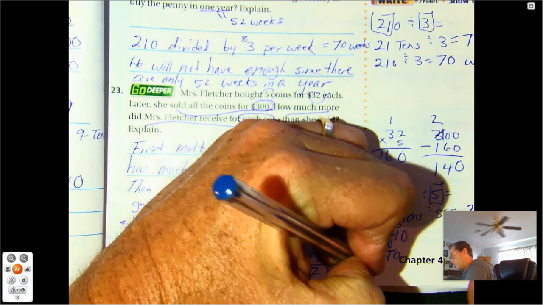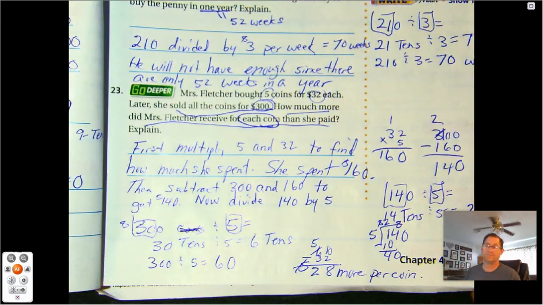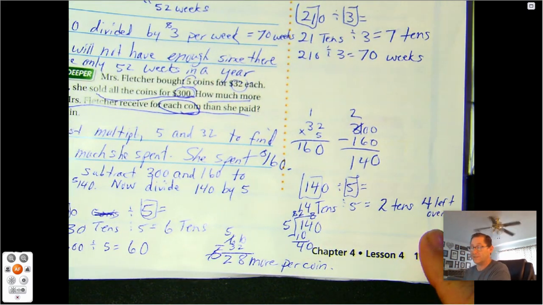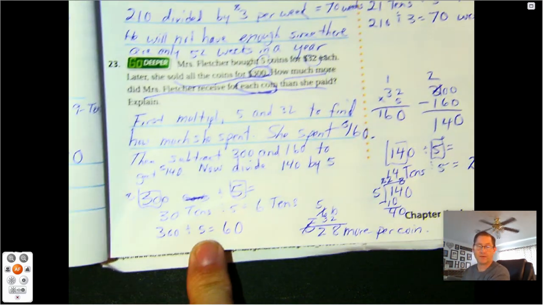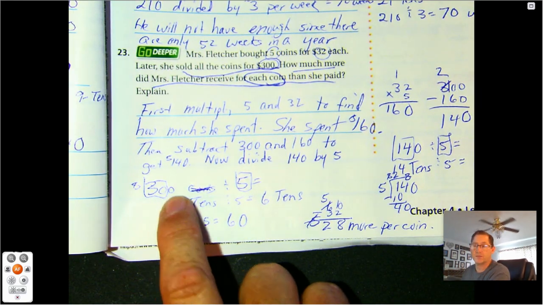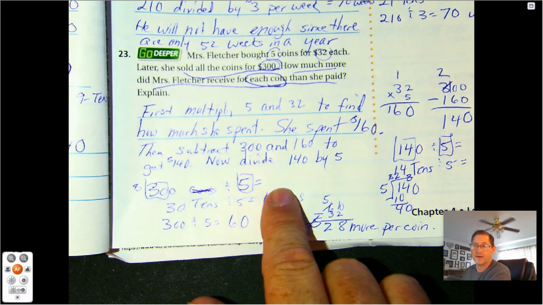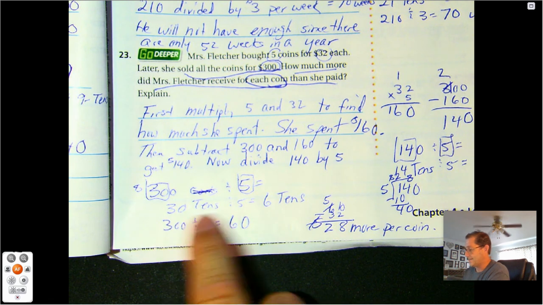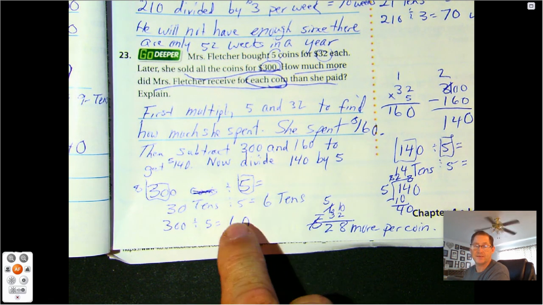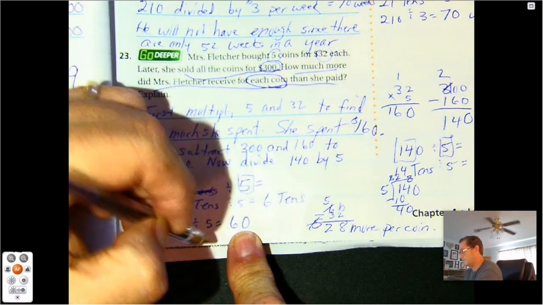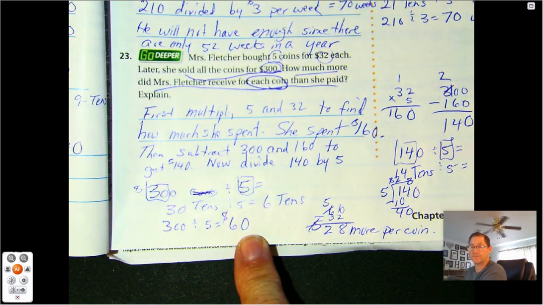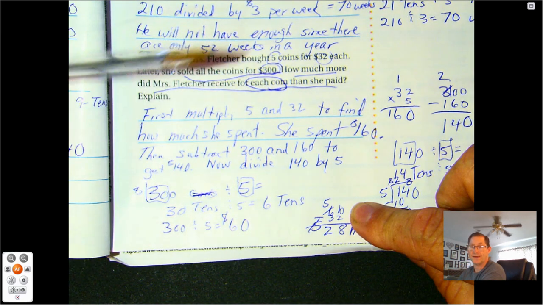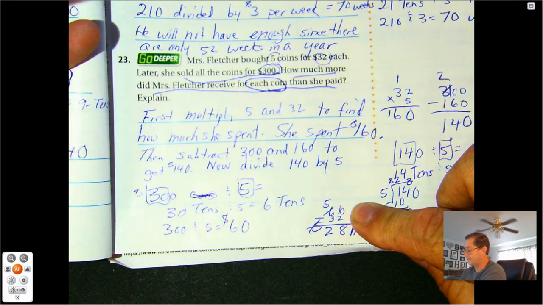Okay. So this one's a little more advanced way. A little more difficult to do it this way. So I would recommend changing the 300 coins, $300, and dividing by the 5 coins to figure out how much she received for each coin. So 30 tens divided by 5 gave me 6 tens. So she received $60 per coin. So 60 take away 32, because she spent $32 per coin at the beginning, giving her $28 more per coin.